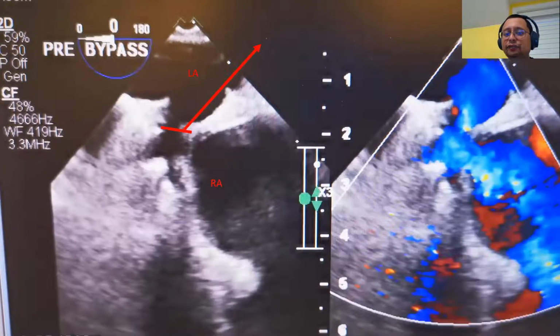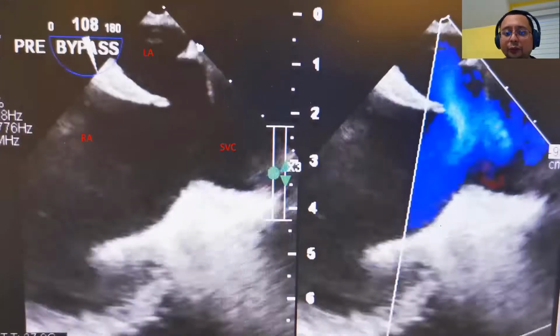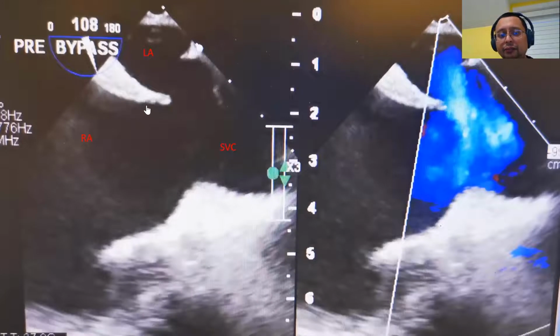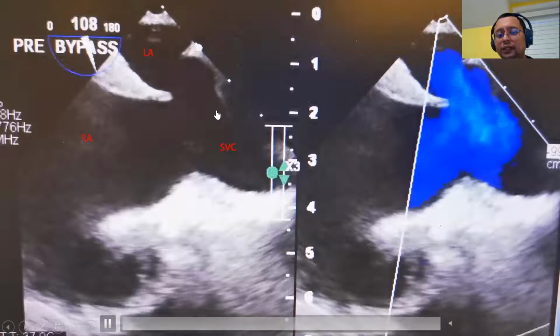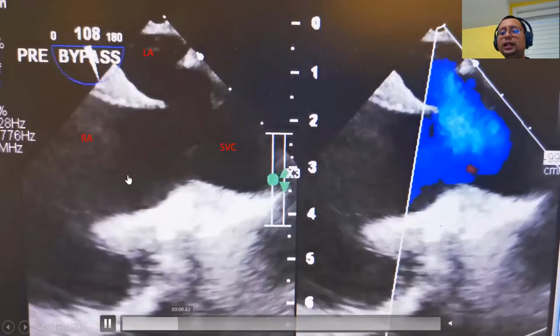So that is the wall that is deficient, that is shared between the SVC and the left atrium. Okay, so this is a bicaval view that all are familiar with. So that is the interatrial septum. That is the left atrium and right atrium. You can see again, this is the wall that is deficient between the SVC and the left atrium.